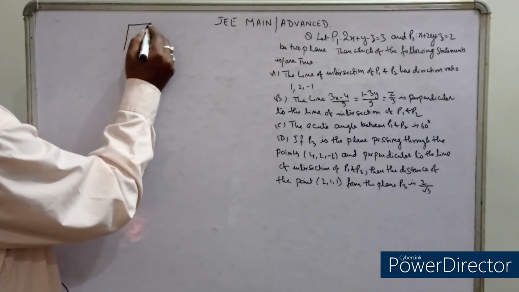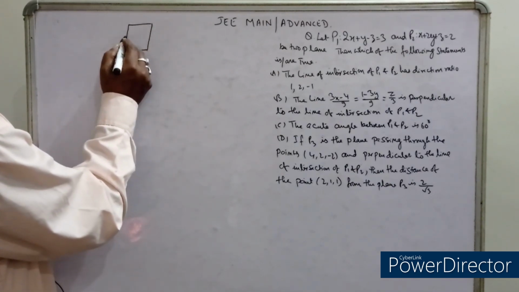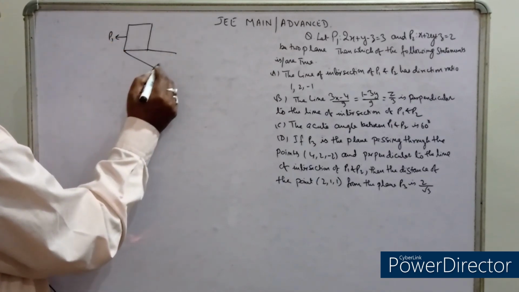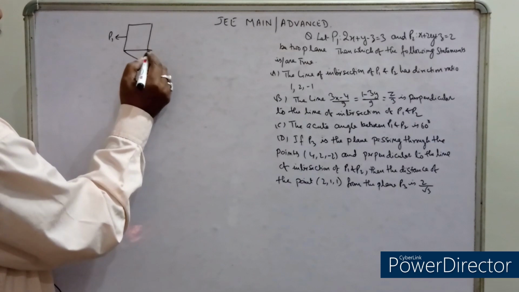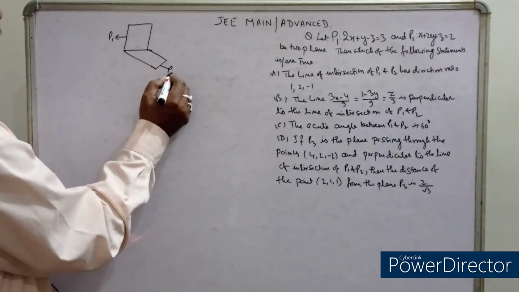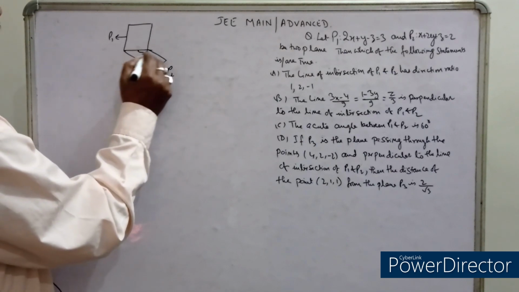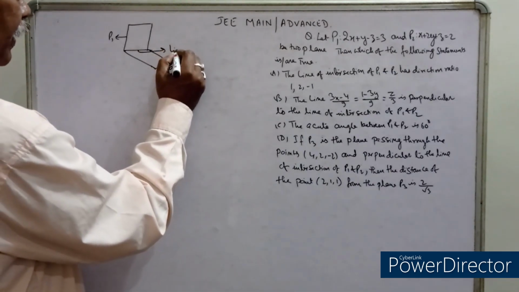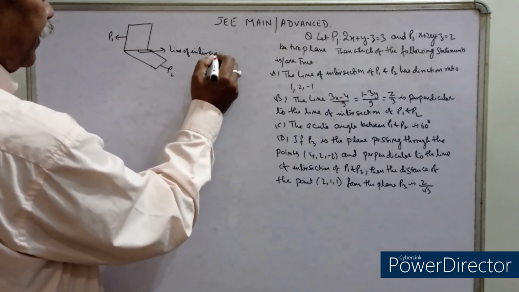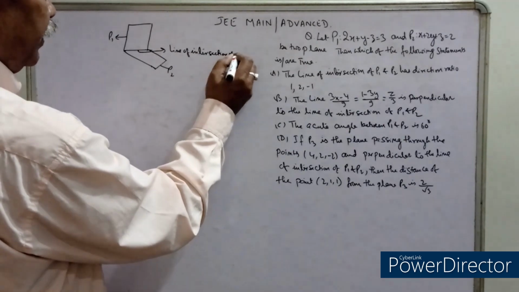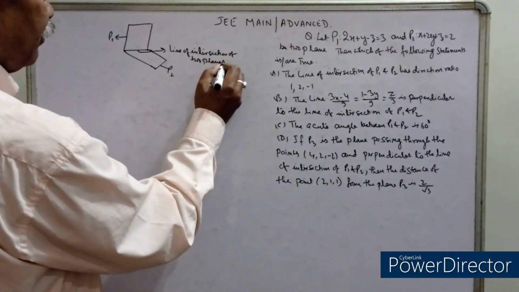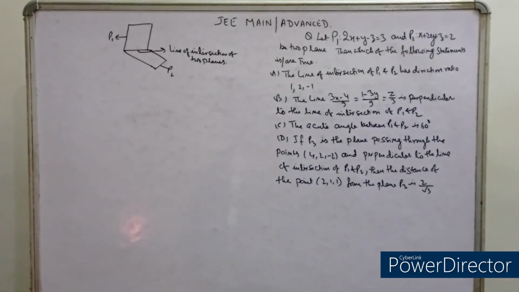See, this is your plane, say this is your plane P1 and this is another plane, let this be plane P2. So this is the line of intersection of the two planes P1 and P2.